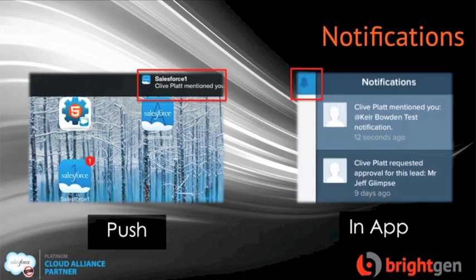And then we have in-app notification. So these are displayed inside the application and they're accessible by clicking a bell icon at the top right of the screen. And when there are notifications waiting for you, the bell icon will be displayed in red.